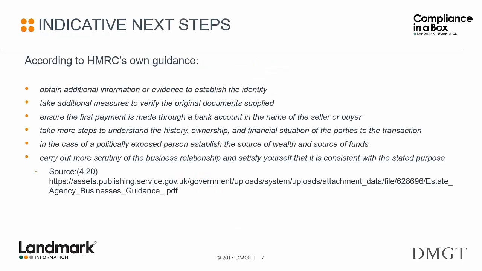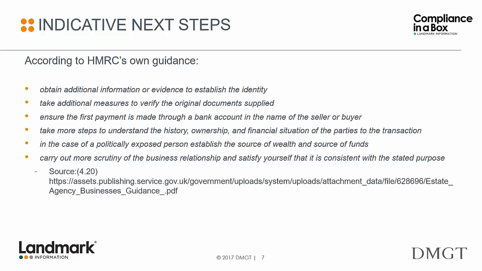So your own policies and risk assessments will identify the next course of action you as a business have decided appropriate. But to help, HMRC have provided some useful indicative guidance on next steps. So you could obtain additional information or evidence to establish the identity, take additional measures to verify the original documents supplied, ensure the first payment is made through a bank account in the name of the seller or buyer, take more steps to understand the history, the ownership and the financial situation of the parties to the transaction.